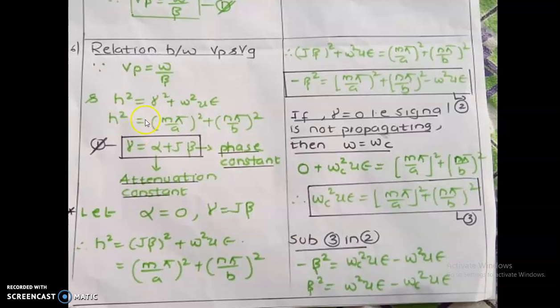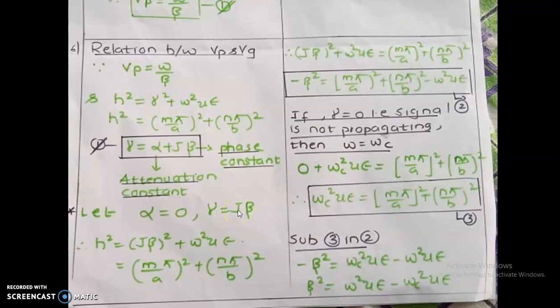So now let us find what gamma is. Gamma is nothing but alpha plus j beta. You might have studied in transmission lines that the propagation constant is a complex of the attenuation constant and the phase constant. Now we are going to assume that the attenuation constant is 0 here. Then the propagation constant is nothing but 0 plus j beta. So gamma, the propagation constant, is equal to j beta.